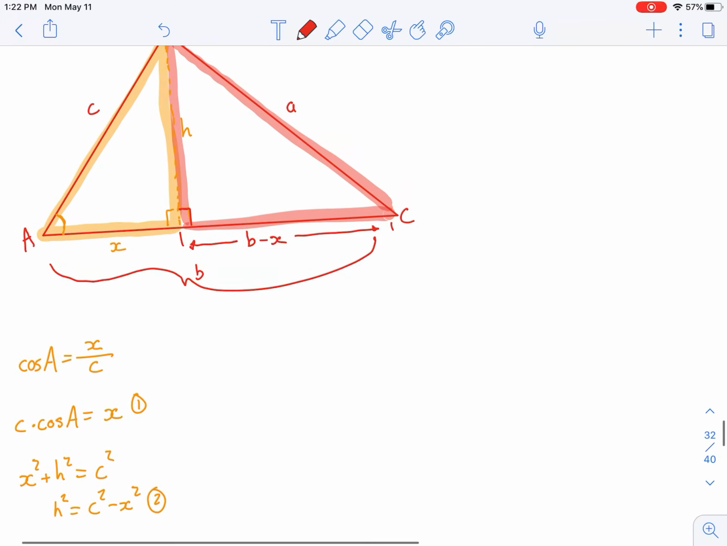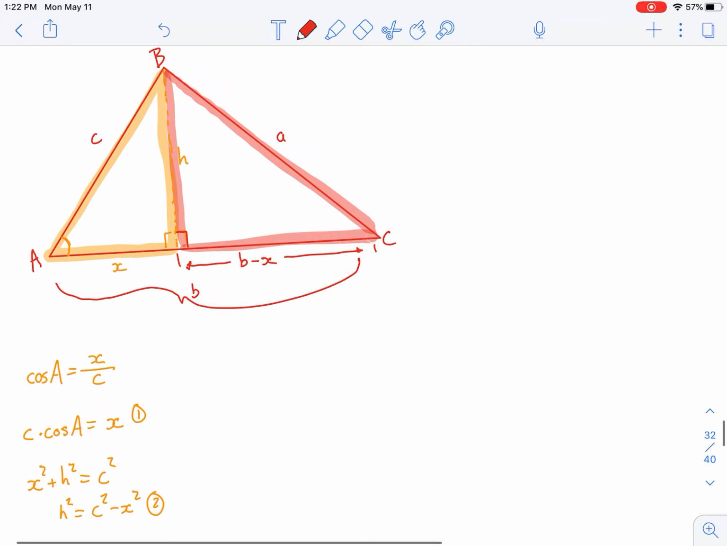So I'm going to do a little Pythagorean theorem here. I'm going to say, well, h squared plus my base, which happens to be this ugly thing, b minus x, squared, is equal to my hypotenuse squared, a squared. And that's the same as saying a squared plus b squared equals c squared, where c is your hypotenuse. In this case, a is my hypotenuse.